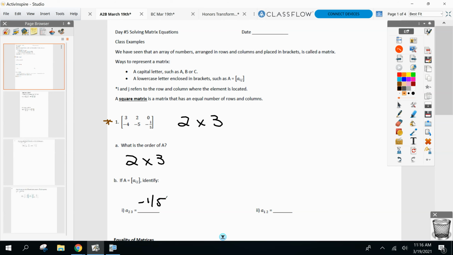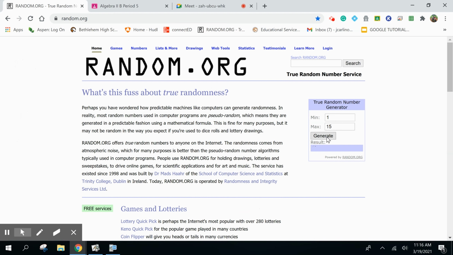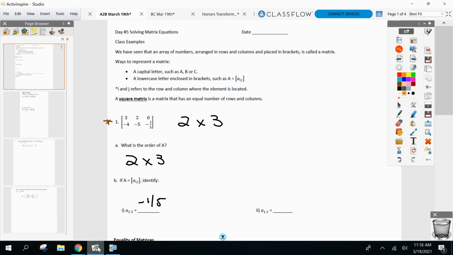All right, what about 1, 2 now? What number is in position 1, 2 for me? Kian, what do you got? What's in 1, 2 here for me? 2. Row 1, column 2. All right, everyone all set? Quick review.